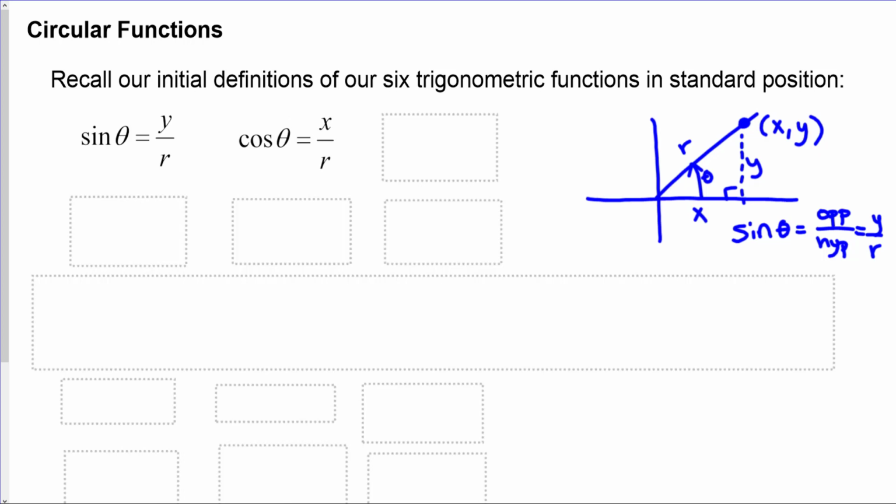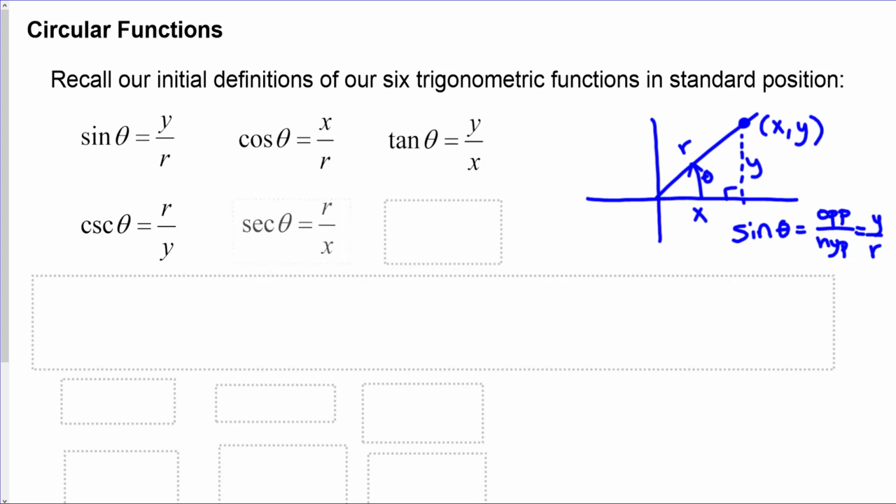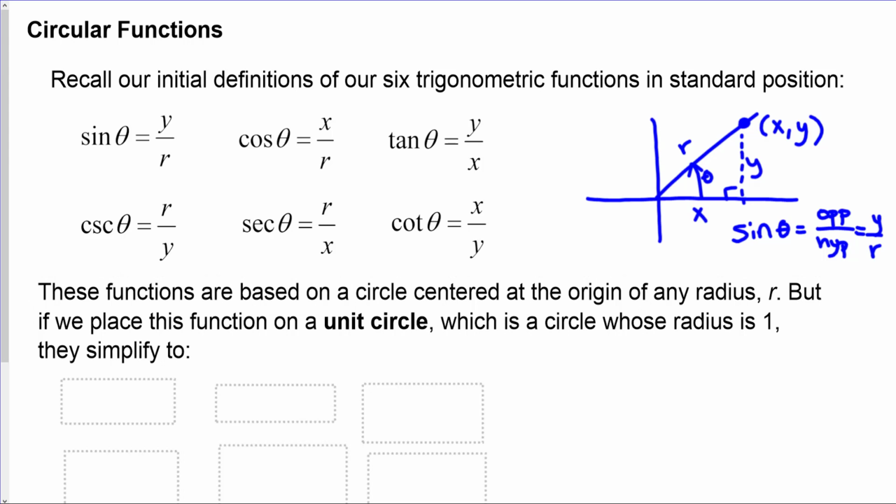Cosine of theta is x over r. Tangent of theta is y over x. And then of course we have our other functions. Cosecant is the inverse of sine, r over y. Secant is r over x. And cotangent is x over y. These functions are based on a circle centered at the origin of any radius r.